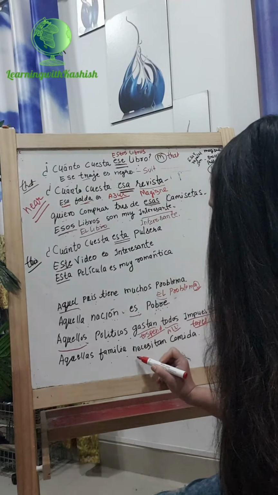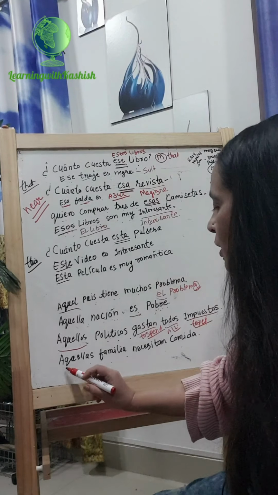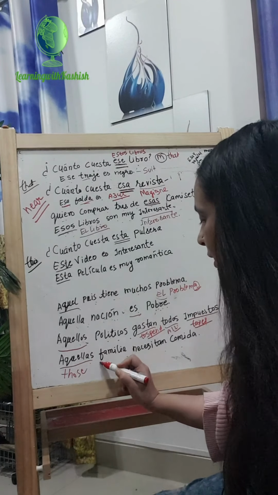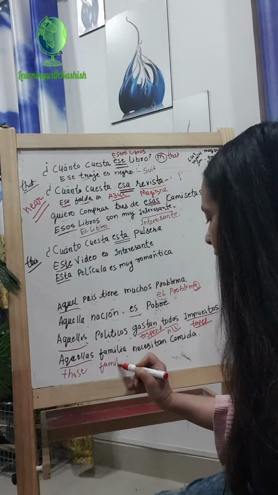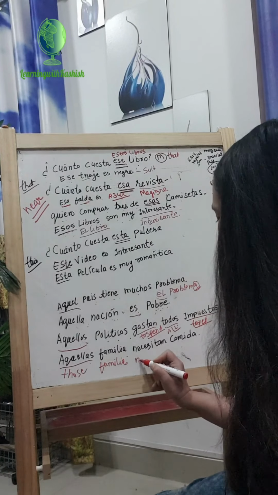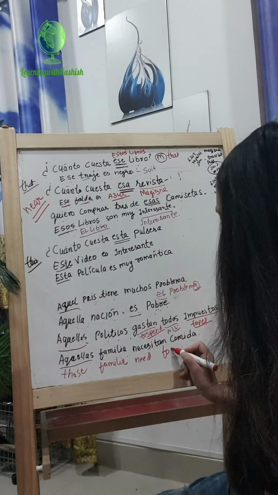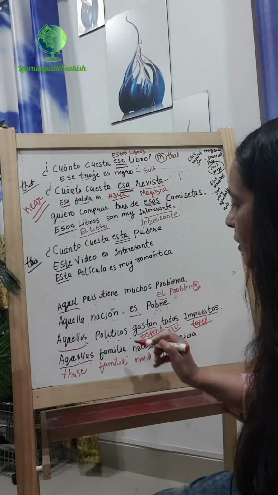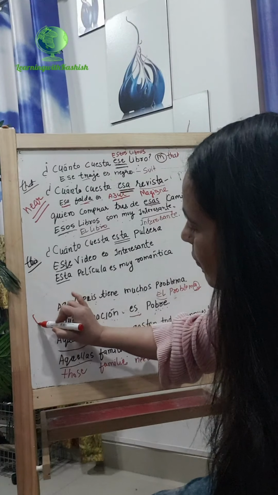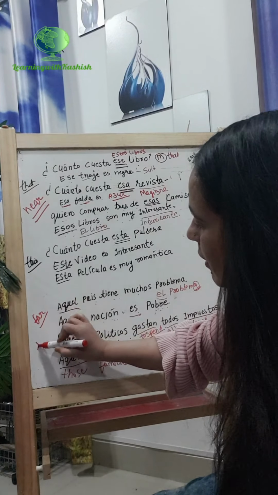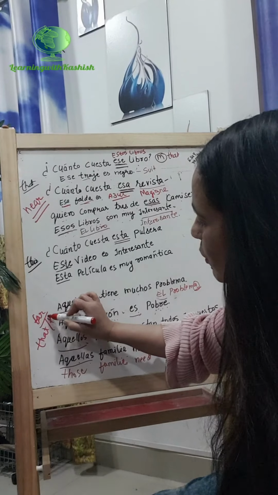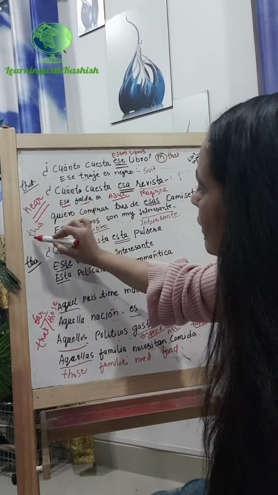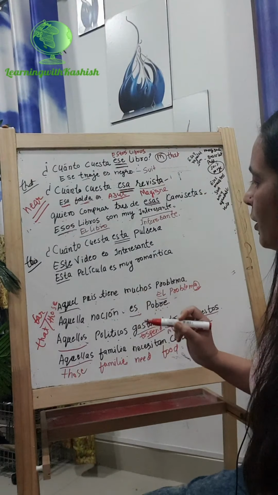Aquellas familias necesitan comida. Aquellas, those families need food, okay. Aquellas familias necesitan comida, that is far away, that and those. This is far away, this is near that, okay.